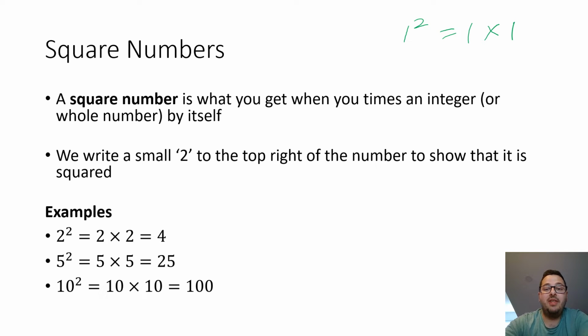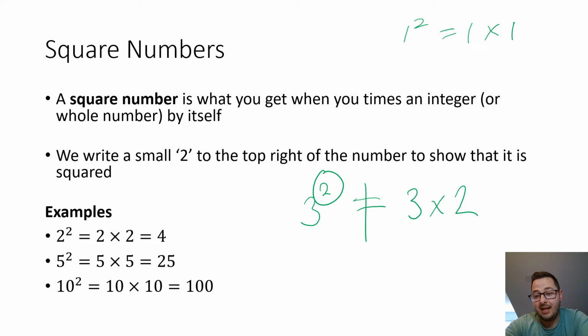Now, please don't think that 3 squared is equal to 3 times 2. That 2 does not mean times. It tells you how many times that number is timesed by itself. So here we've got 2 2s, here we've got 2 5s, and here we've got 2 10s. So it's always just multiplied by itself.